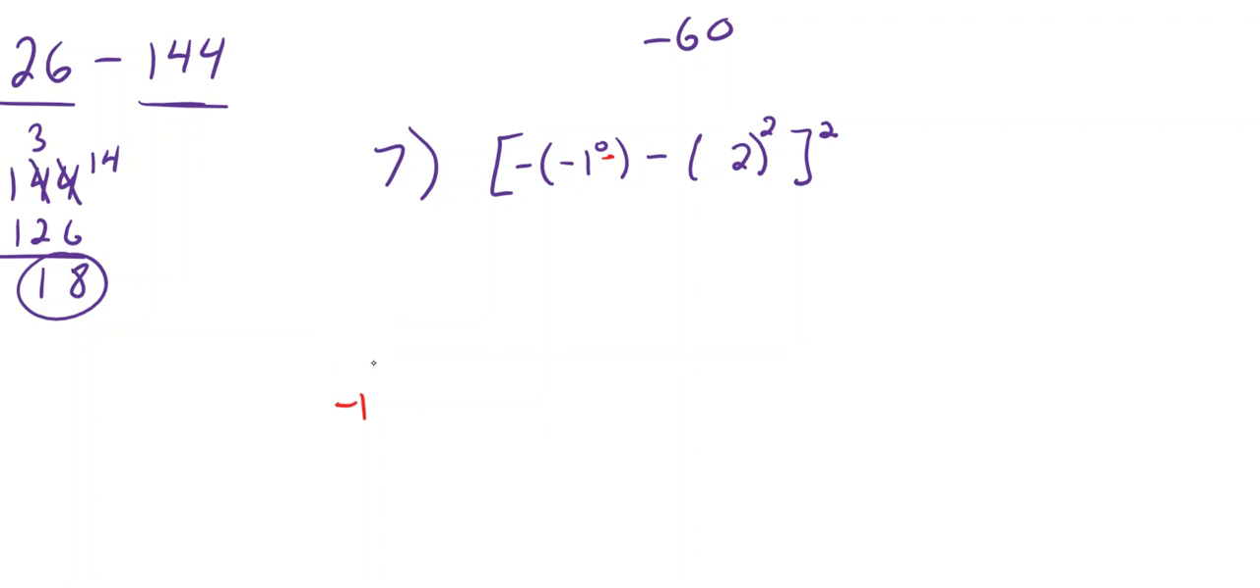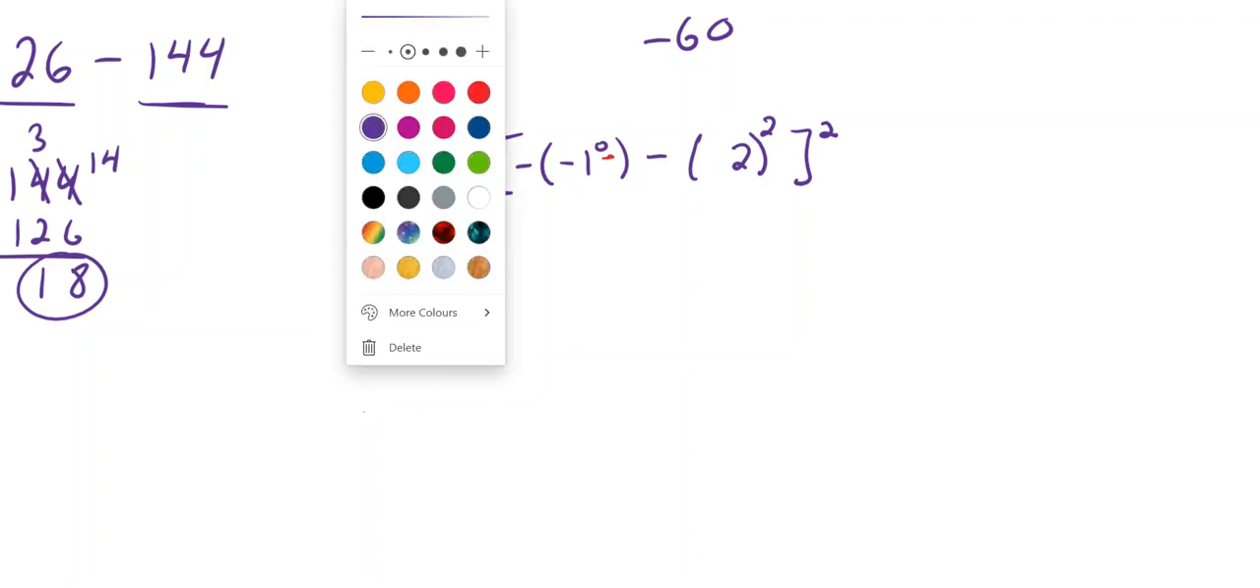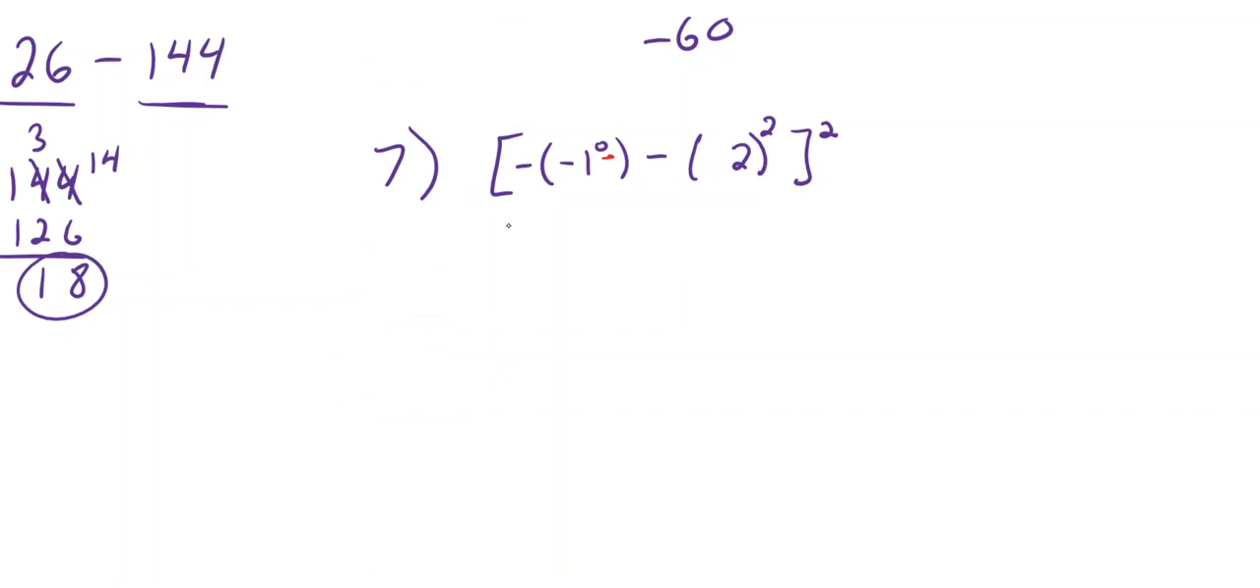So we had, doing inside here, negative times a negative was a positive, and 1 to the power of 0, so that's going to be just 1. Minus 2 to the power of 2 is 4. And then that's all squared. 1 minus 4 is negative 3. And then squared. So negative 3 squared is 9.